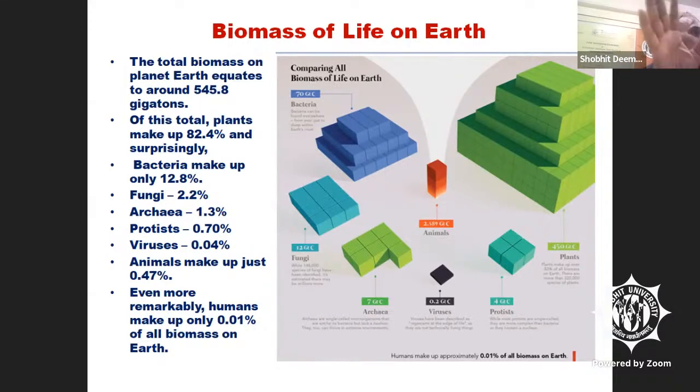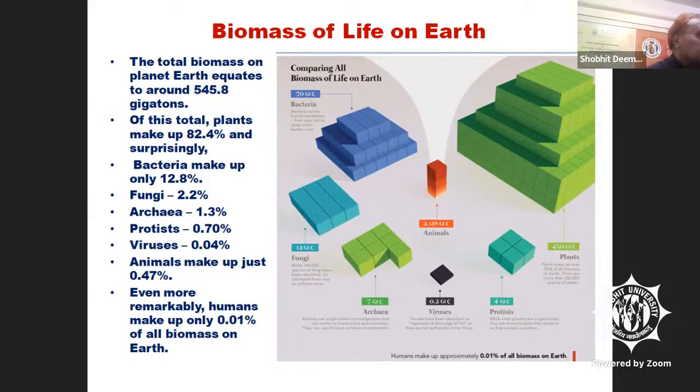I am not against afforestation. You do it, but don't disturb the microbial diversity. Don't kill bacteria. Don't kill fungi. Don't kill viruses. Don't use the chemicals. Don't use pesticides. Don't use such type of technology which will kill these microbes.